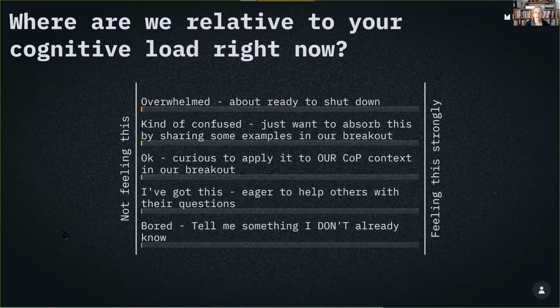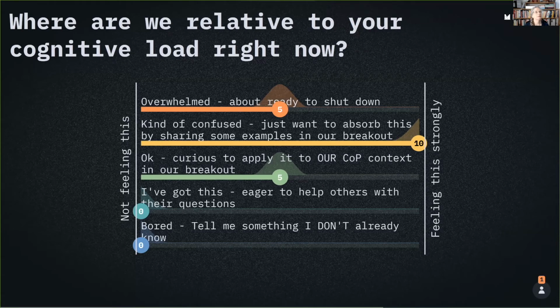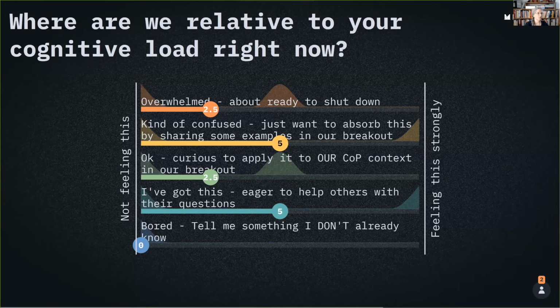Is everybody able to access the Mentimeter again? I lost it again. Oh, I see, there's the link again. Thanks, Kara. Is everybody else okay? All right. I see people are just getting started.